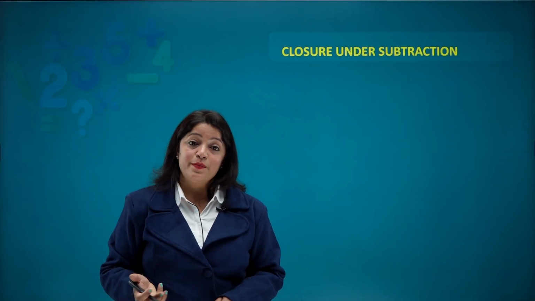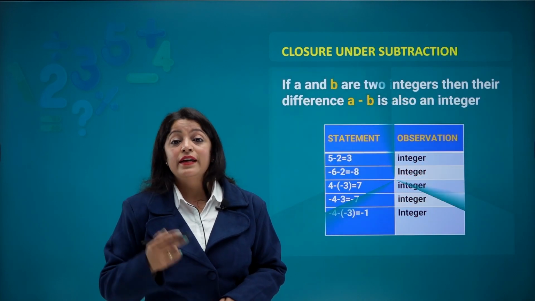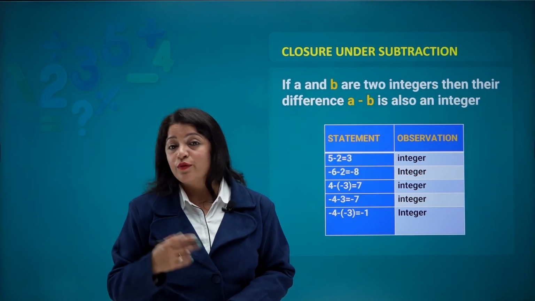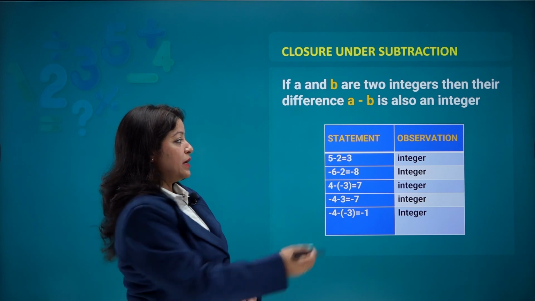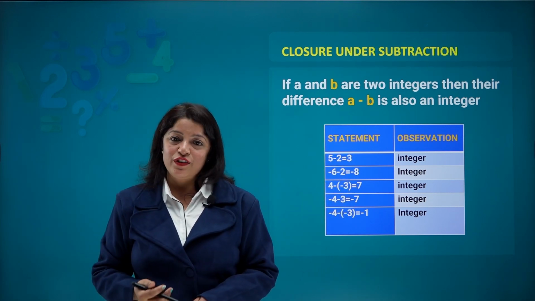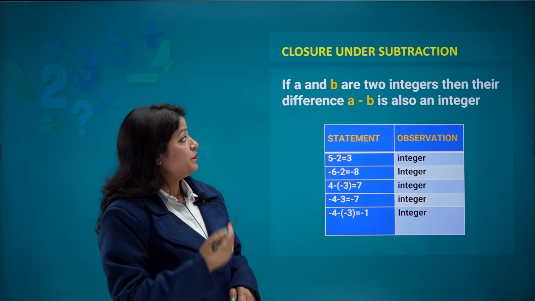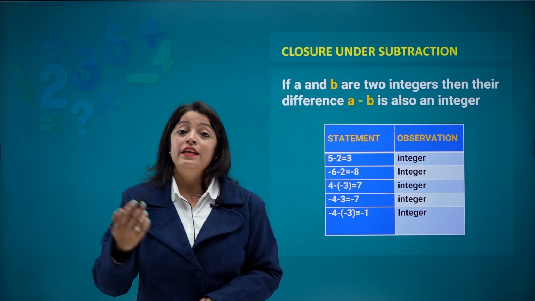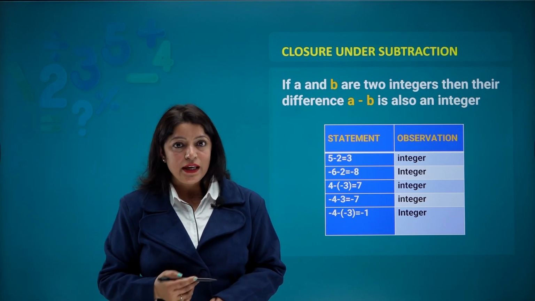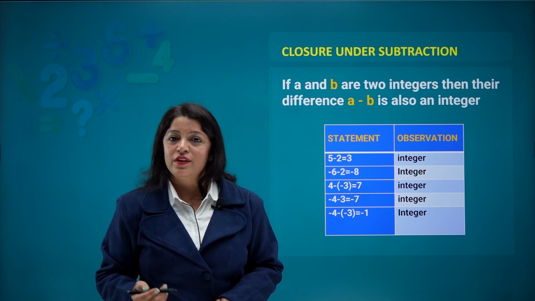Now let's check closure under subtraction. We have already discussed, if we subtract any two integers like a minus b, the result will always be an integer. It may be a positive integer or it may be negative, but yes, the result will always be an integer. So to summarize, if a and b are two integers, then their difference a minus b is also an integer. This is the closure property for subtraction.